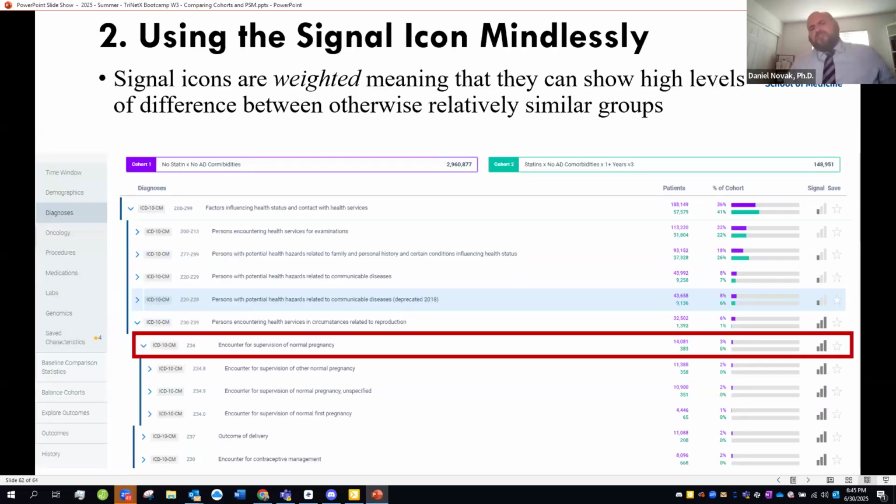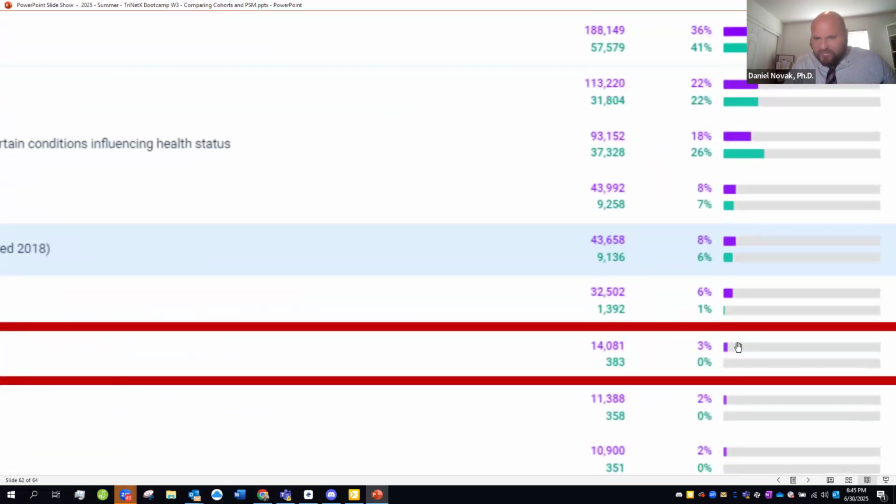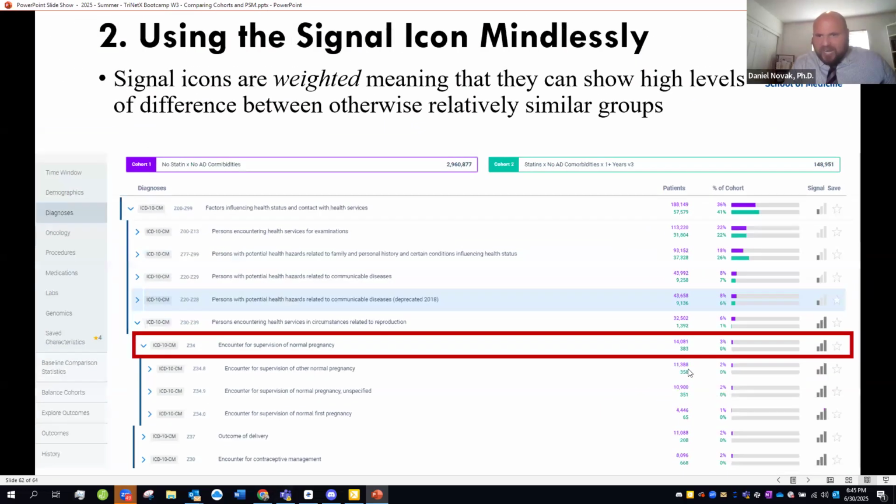As I said earlier, do not use the signal icon mindlessly while doing this. Signal icons are weighted, meaning that they can show high levels of difference between otherwise similar groups. You can see over here, encounter for supervision of normal pregnancy, as I said earlier, has a very small difference between these two groups. But if you select that, if that's relevant, by the way, for your study, and you don't mind it selecting all of these subcodes as well, go right ahead, more power to you. That's a good way to go.